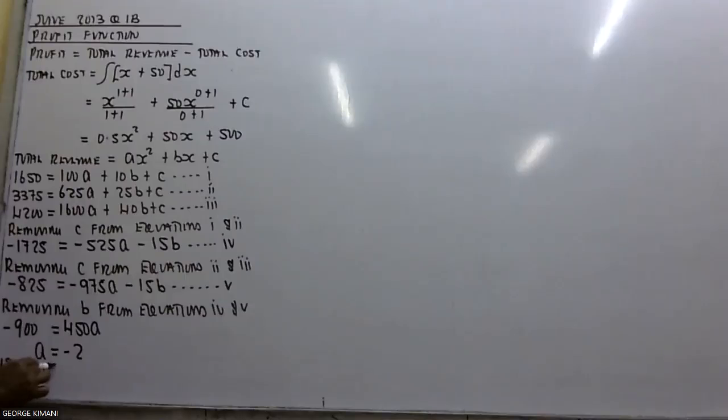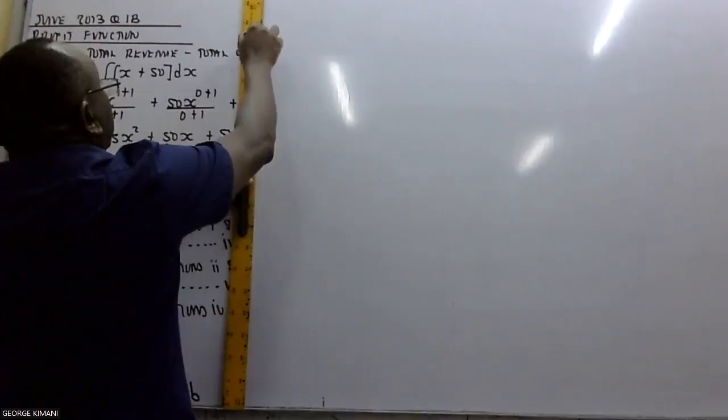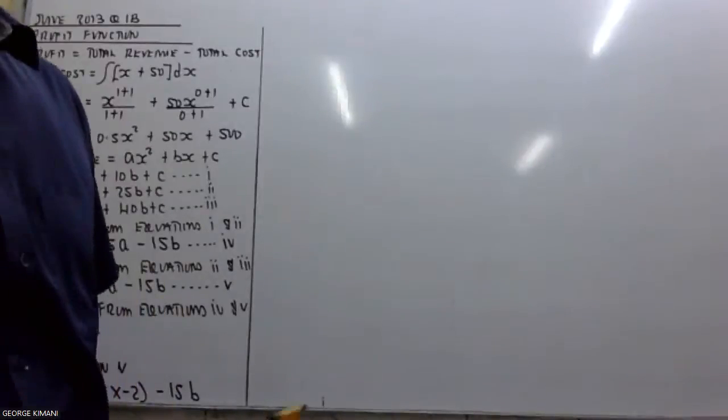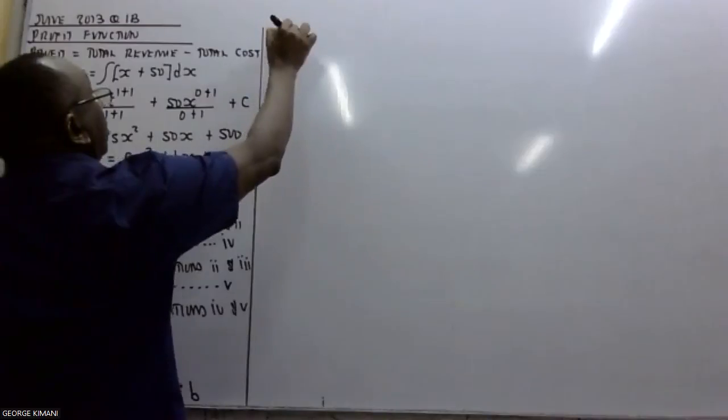Then using equation 5, you will say minus 825 is equals to minus 975 times minus 2 minus 15B. Tell me the value of B from there. So B is 185.